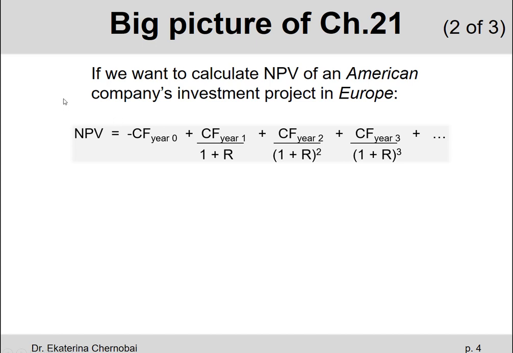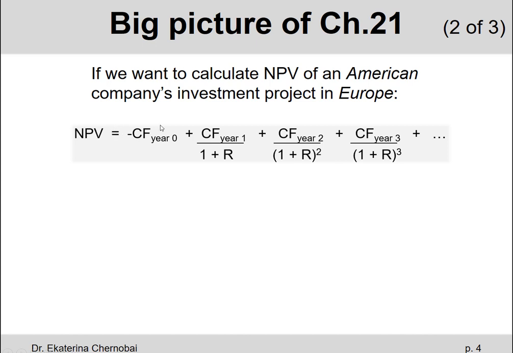Let's say we have an American company and it would like to start some new project. So maybe just open another location, right? It could be as simple as that, in Europe. So the best approach to figure out the profitability of this new investment opportunity is to calculate the net present value, NPV, for it. So the NPV is always calculated the same way.